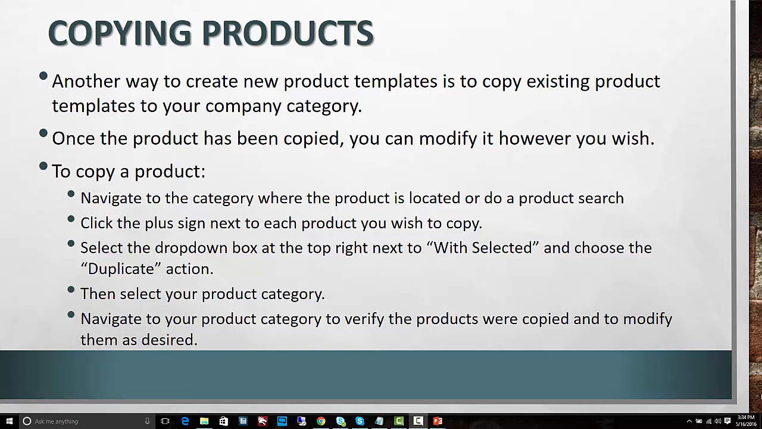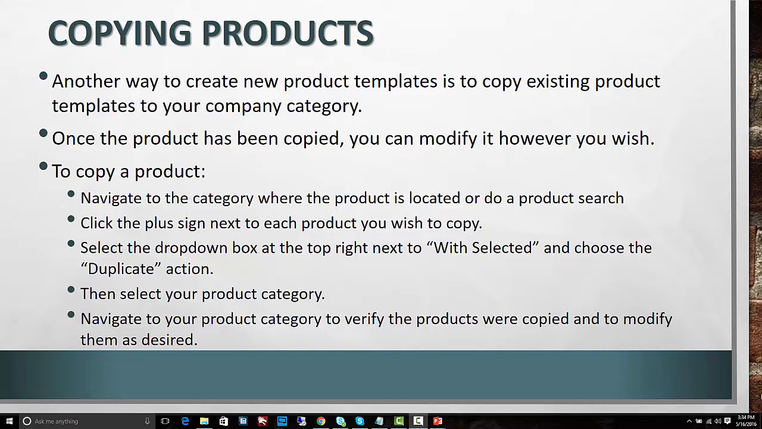Another way to create new product templates is to copy existing product templates to your company category. Once the product has been copied, you can modify it however you wish. To copy a product, navigate to the category where the product is located or do a product search. Click the plus sign next to each product you wish to copy.